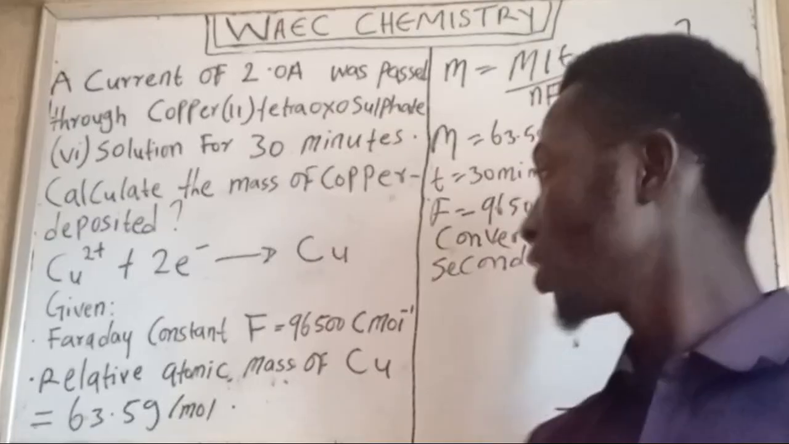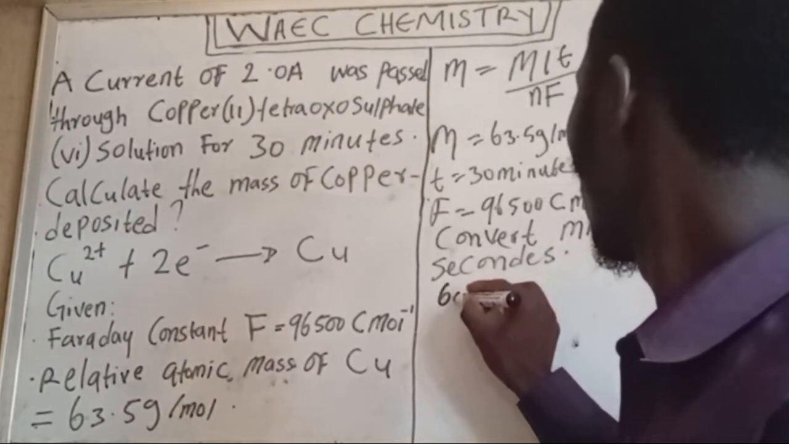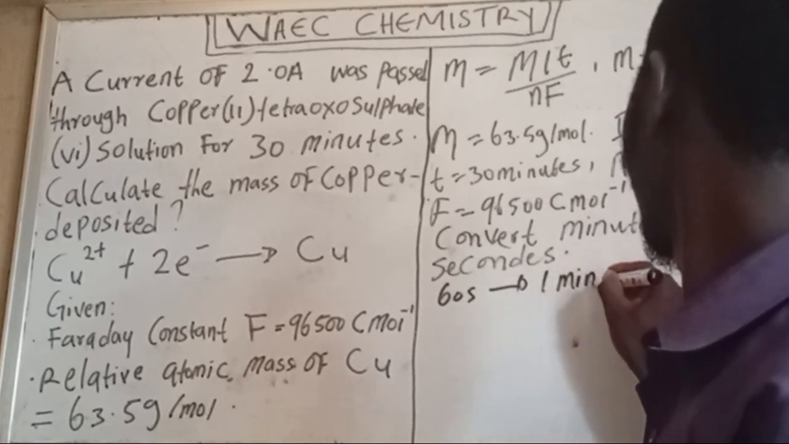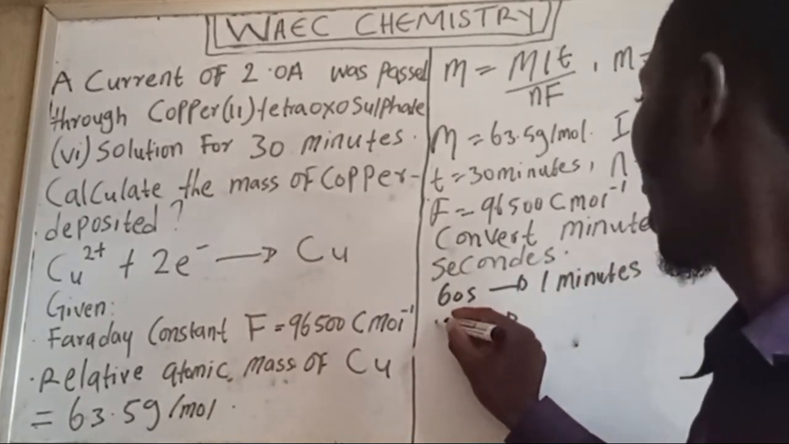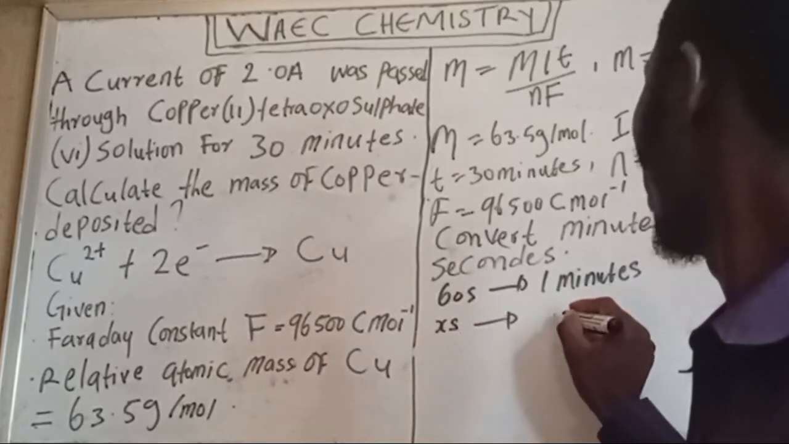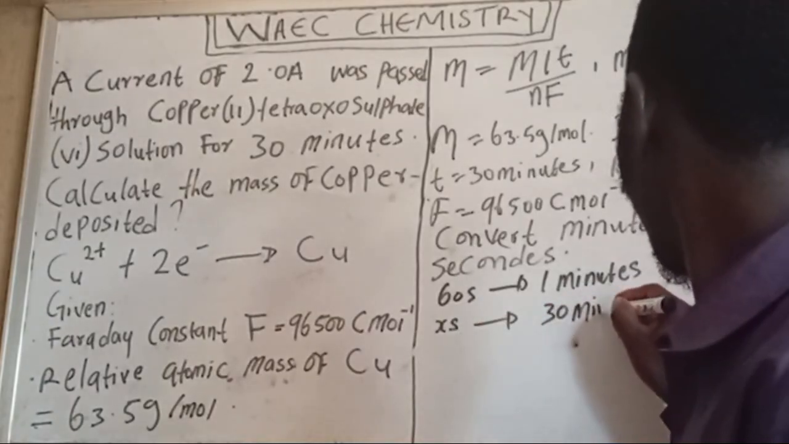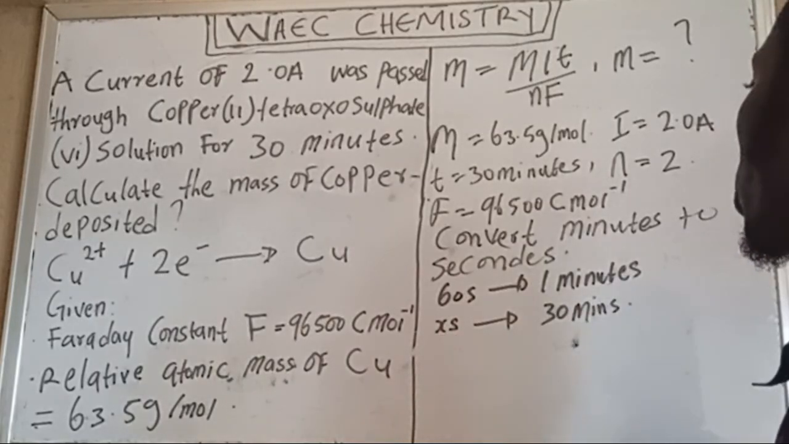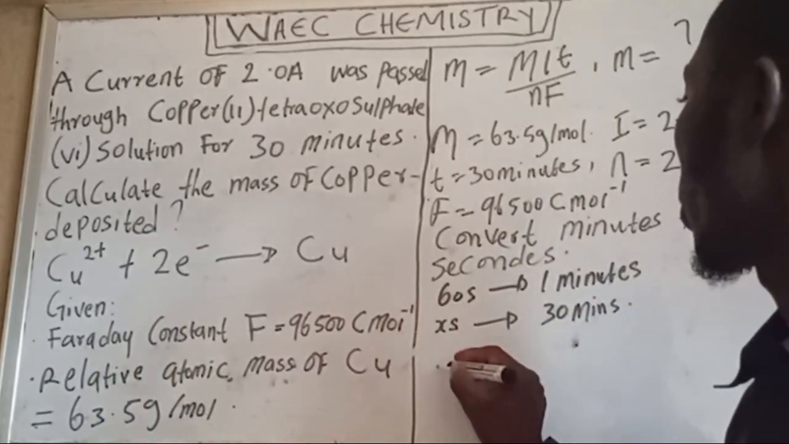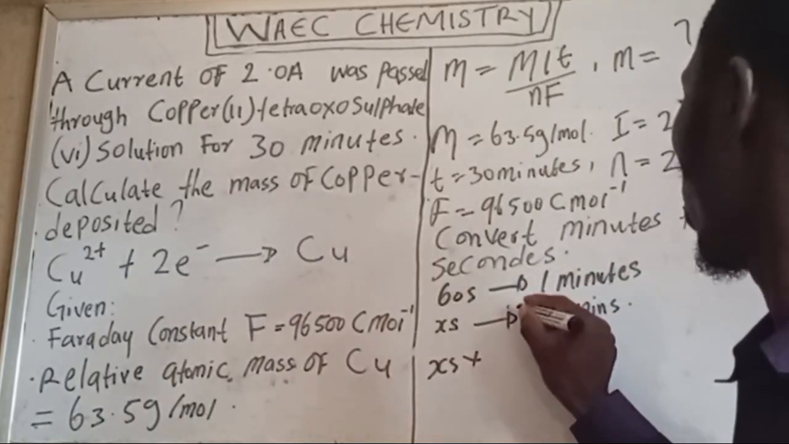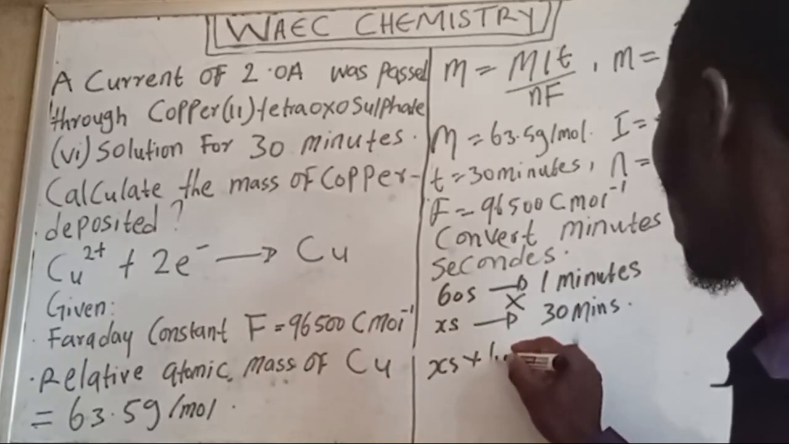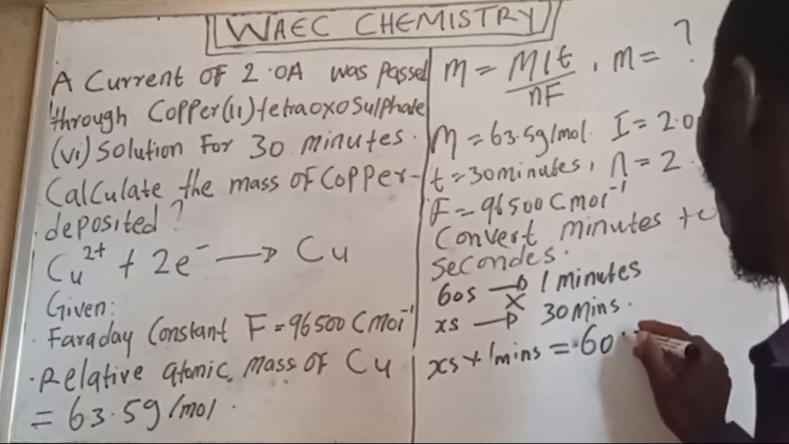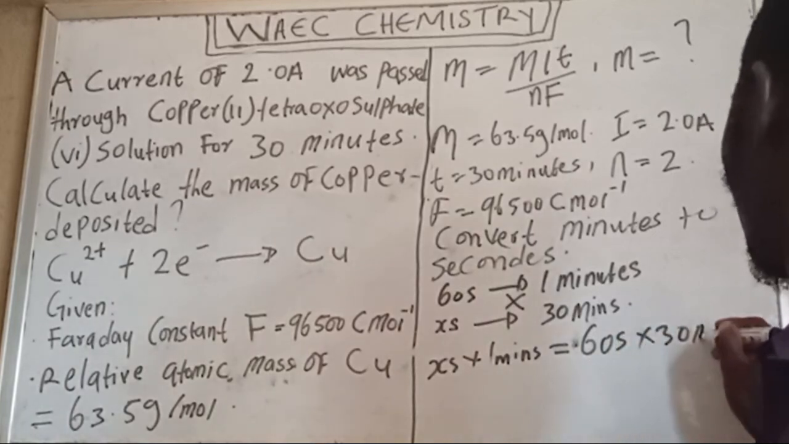So since we have 60 seconds, if 60 seconds make 1 minute, so now we have x seconds given us 30 minutes. We need to find how many seconds will give us 30 minutes. So what we will do here is we cross multiply. We have x seconds times 1 minute, then equal to 60 seconds times 30 minutes.